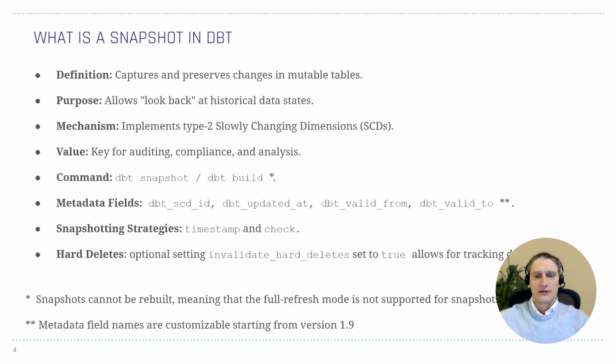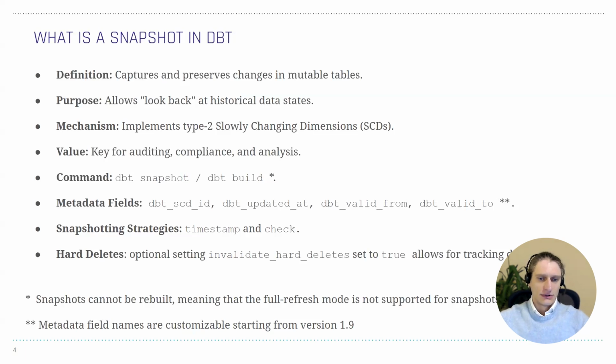Also, DBT offers 2 snapshotting strategies: timestamp and check. The timestamp strategy relies on the updated_at column. This strategy is recommended in DBT because it's straightforward and highly performant. It only captures a change when the timestamp value changes. On the other hand, the check strategy is useful when there is no reliable timestamp column in the source. Here, DBT compares specific or all columns in each row and updates the snapshot if any of these columns differ from the previous version. It's flexible but less performant.